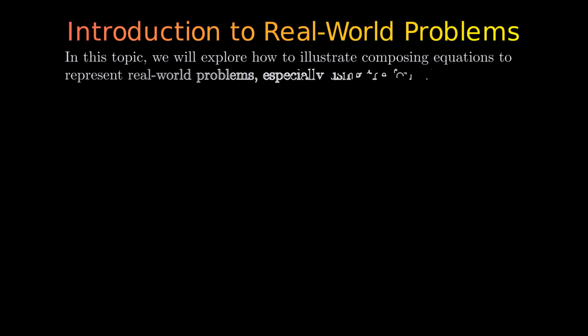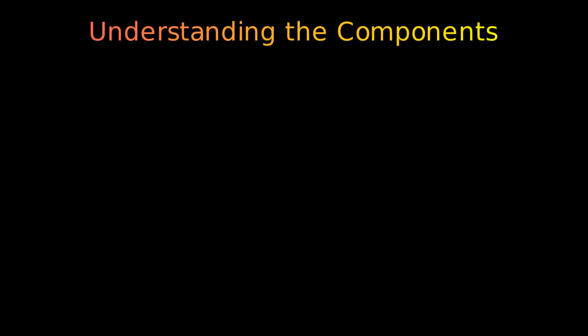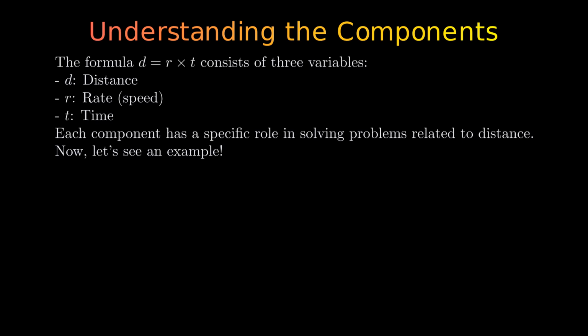In this topic, we will explore how to illustrate composing equations to represent real-world problems, especially using the formula for distance, d equals r times t. Let's understand each component of this formula. The formula, d equals r times t, consists of three variables: d, distance; r, rate or speed; t, time. Each component has a specific role in solving problems related to distance.